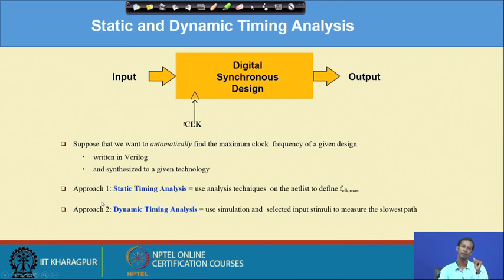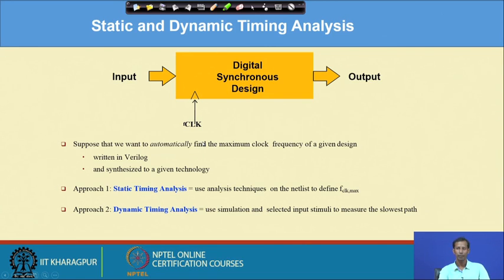But in dynamic timing analysis, what do we do? We give a selected set of stimuli, a selected set of inputs or combinations of inputs, to check what the timing requirement will be for those particular combinations for this particular circuit.